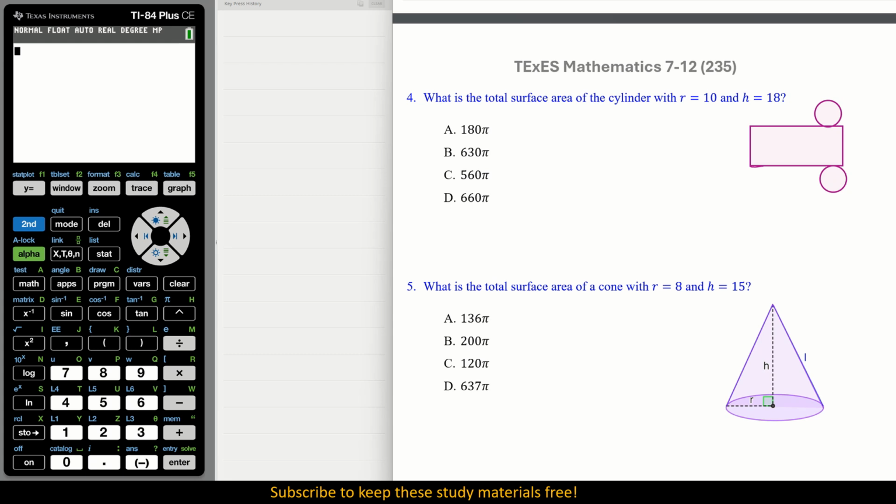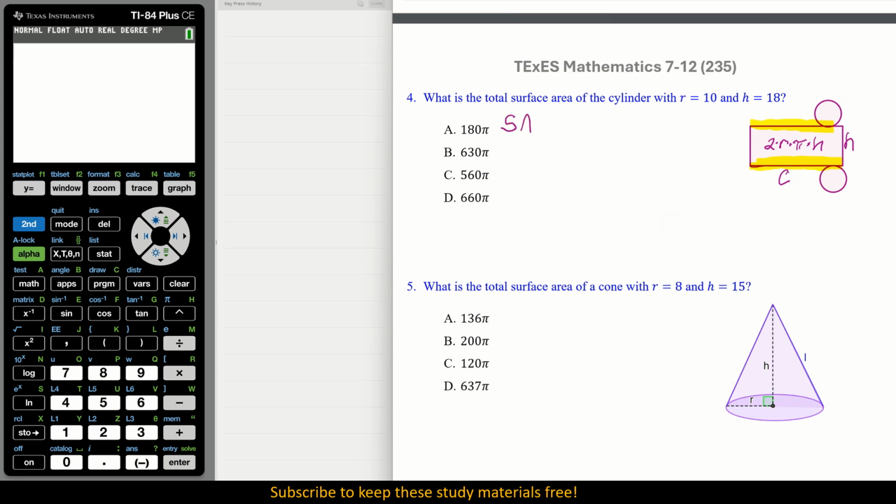Now, on your formula chart that they will give you, they give you the area of a circle and the circumference of a circle. This rectangle here is the circumference of the circle times height, because this part of the rectangle and this part of the rectangle have to wrap around those two circles. So we have 2 times r times pi times the height. That's your rectangle. And we know what the circles are, so let's write it all out.